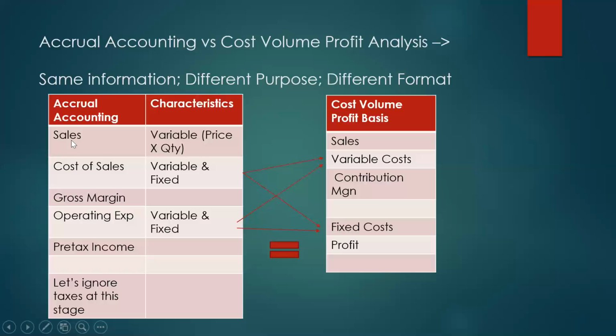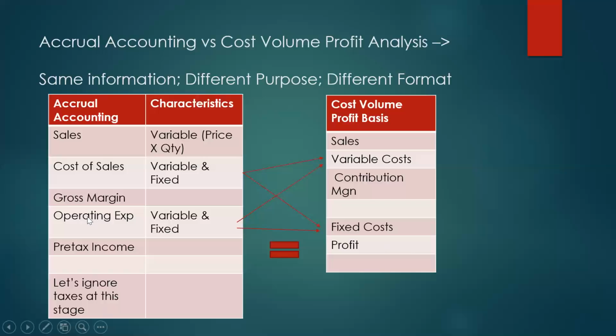So accrual accounting says sales minus cost of sales gets you gross margin. CVP says sales minus variable cost gets you contribution margin. Contribution margin is the income that contributes to covering fixed costs. And when fixed costs are totally covered, it becomes profit. We are going to ignore taxes at this stage of this presentation.